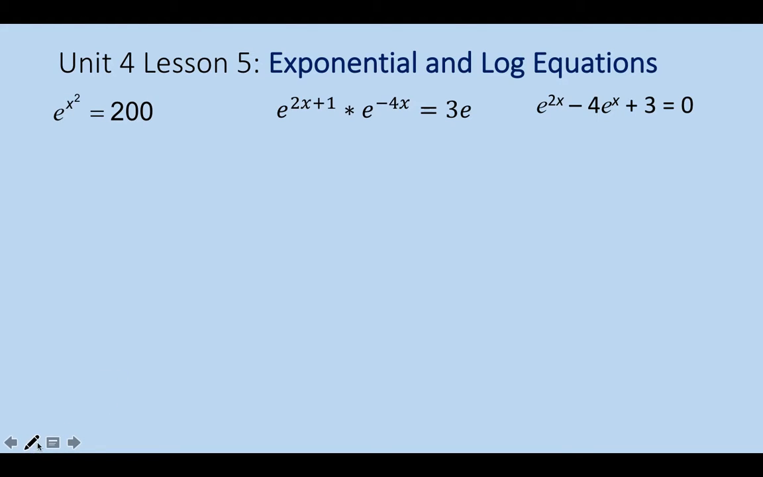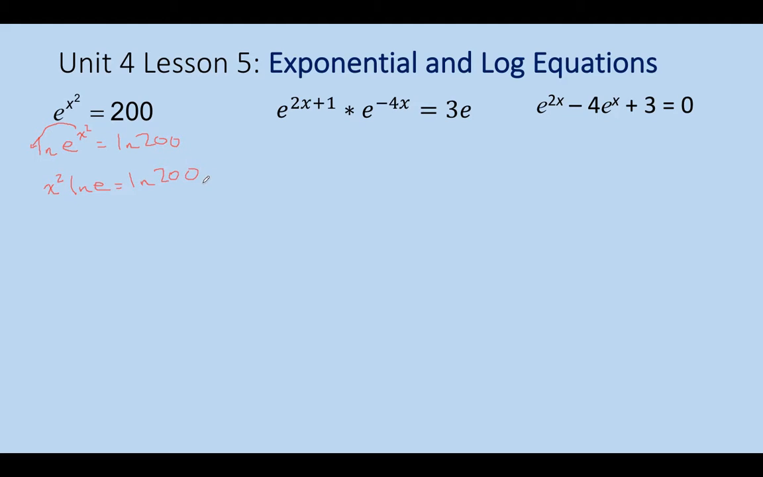All right, so working with e a little bit here. This one, you've got e to the x squared equals 200. One of our strategies here would be to take the natural log of both sides, equals natural log of 200. When we do this, we have an exponent with a log, and so we can bring that down in front using our power property. So we've got x squared natural log of e equals the natural log of 200.